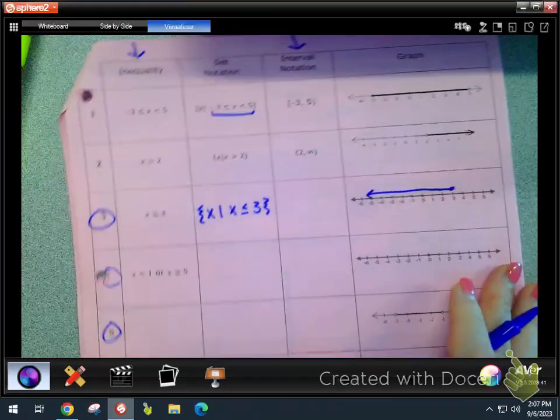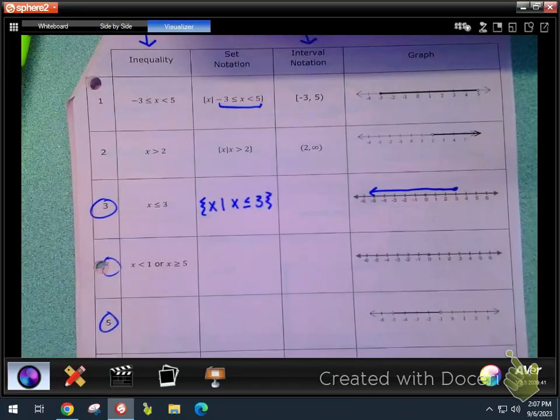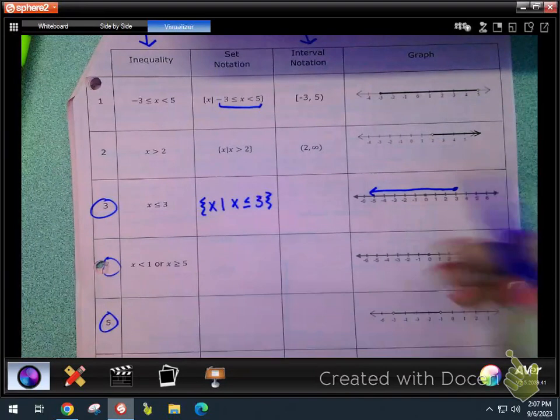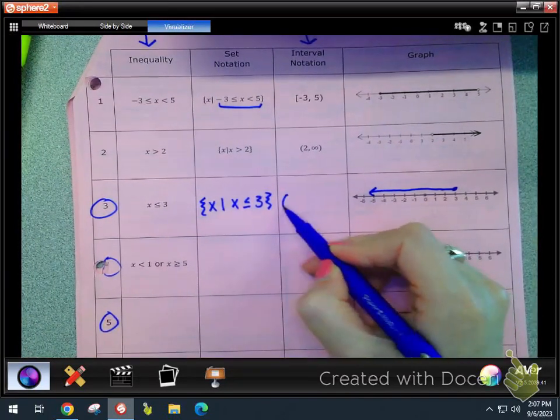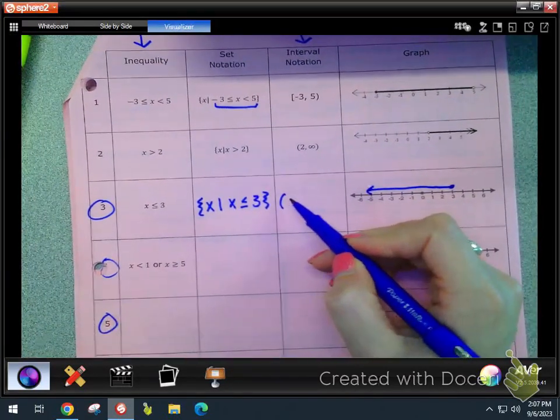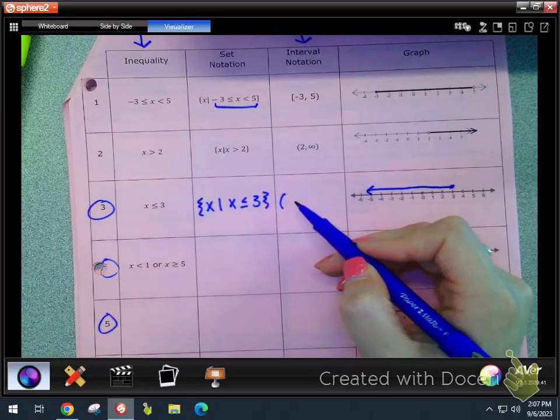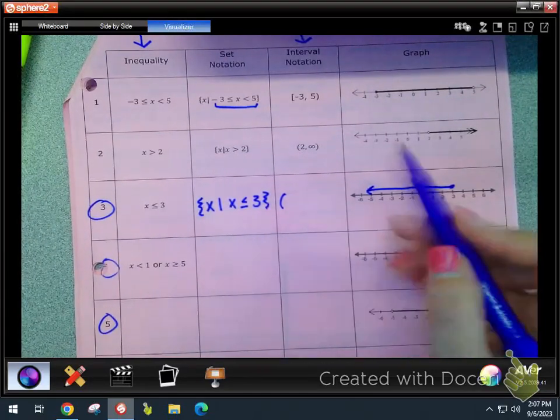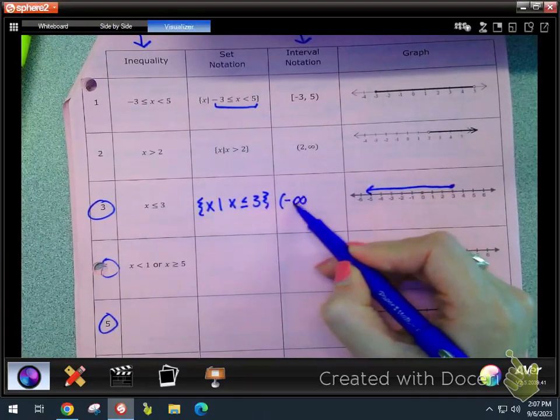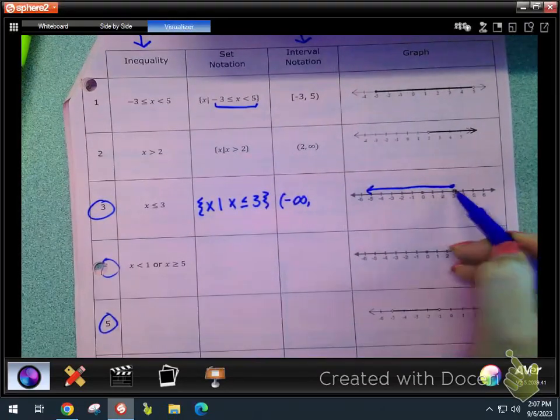Order matters on this one. So I put the number line first, before I went to the interval, because this interval is a little bit tricky. Where's your left boundary on this one? Which infinity? Negative. So when you write this interval, and this is something that gets people, you have to write least to greatest. Negative infinity will always be the least. So negative infinity up until, where's our upper boundary?